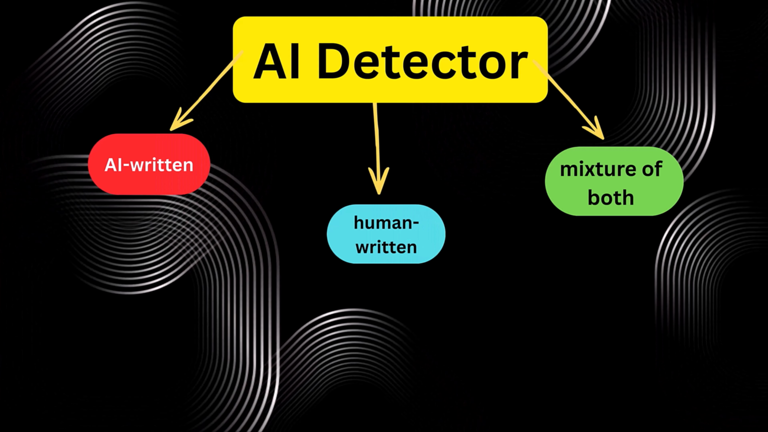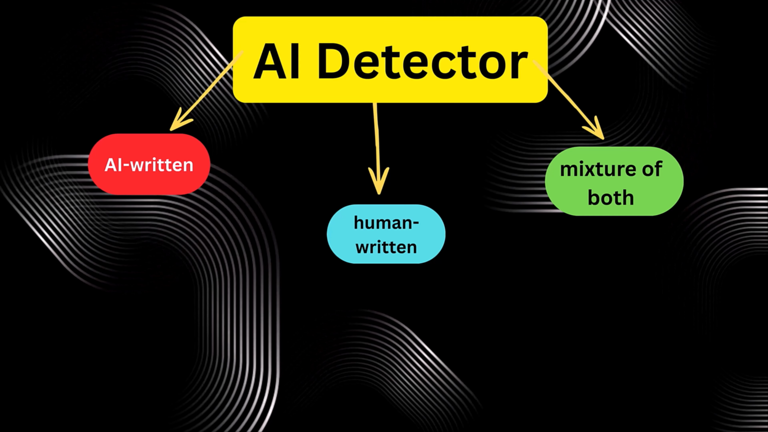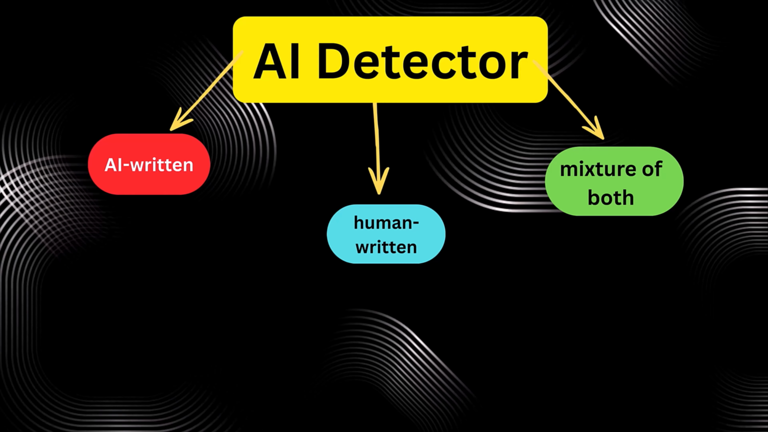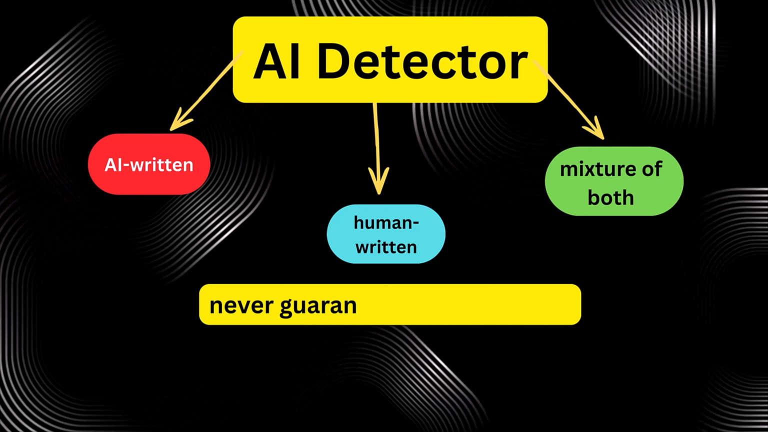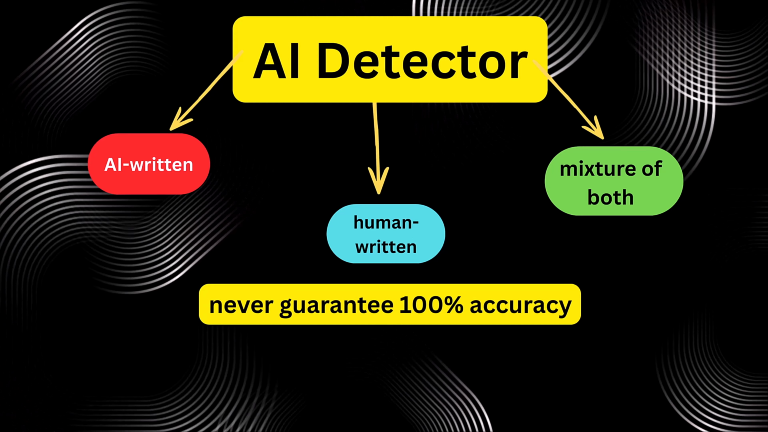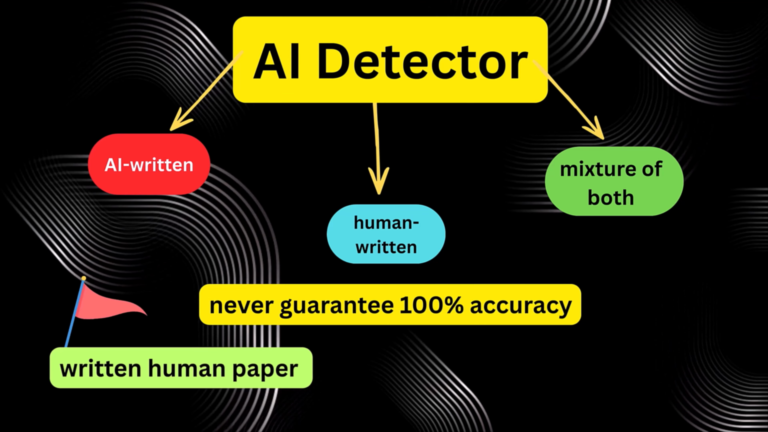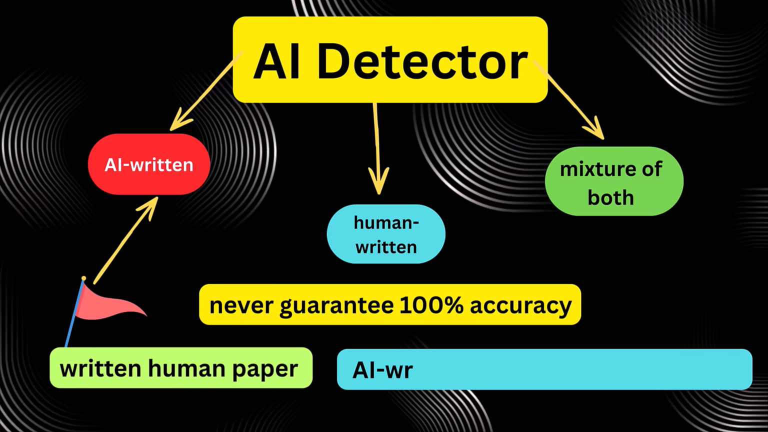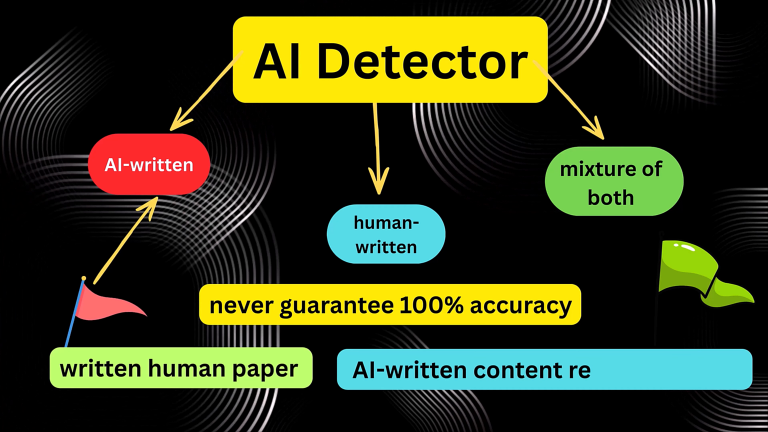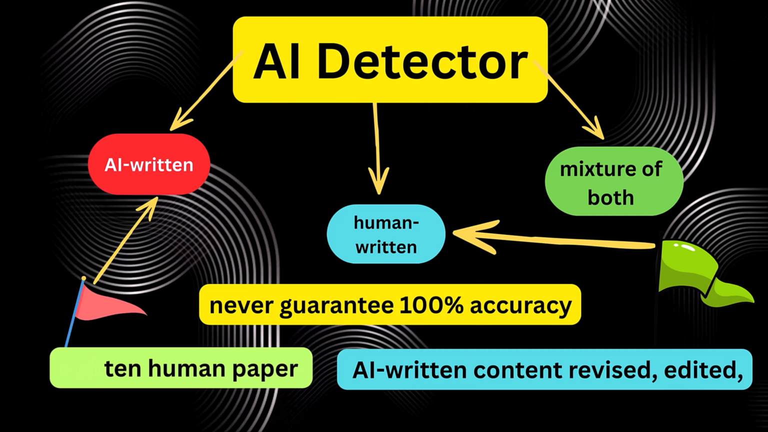of both. But here's the important part, and this is where many people misunderstand the process. AI detection tools are not definitive proof of anything. They can never guarantee 100% accuracy. A carefully written human paper can sometimes be marked as AI-generated, while AI-written content that has been revised, edited, or slightly altered may appear completely human.